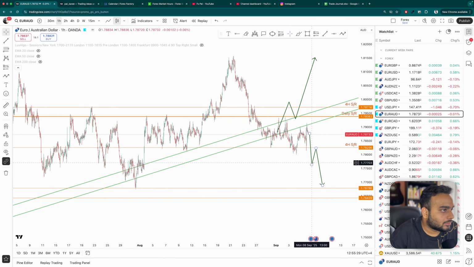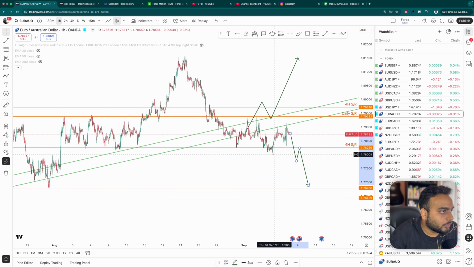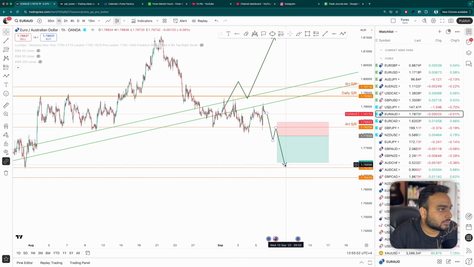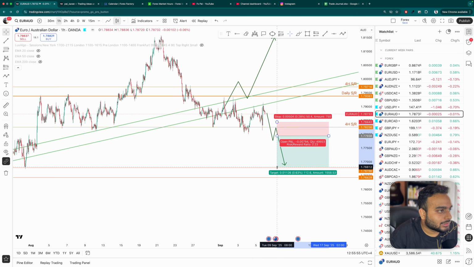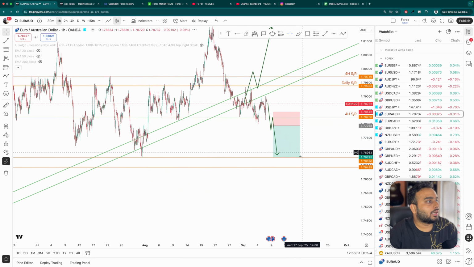So if price does something like this, I'll just wait for engulfing. I don't want the price action to actually break this low again and do this, but I want this low to be broken. And we can look for something like this. My main target is this line because I don't want to wait for a trade and then see a rejection.